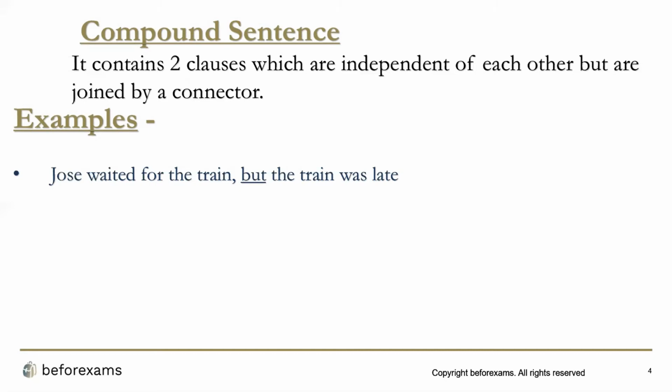Now, if I take these two sentences individually, these two sentences will be complete in itself, right? Jose waited for the train is complete in itself. The train was late is complete in itself. But what I have done is I have connected these sentences by using the connector but. Let's look at another example.